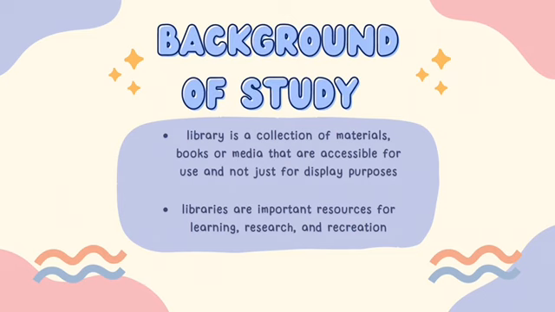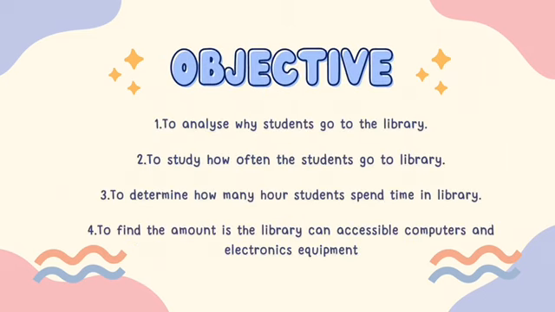Next, we go to objective. First, to analyze why students go to the library. Second, to study how often the students go to the library. Third, to determine how many hours students spend time in the library. Fourth, to find out the amount the library can provide accessible computers and electronics equipment.